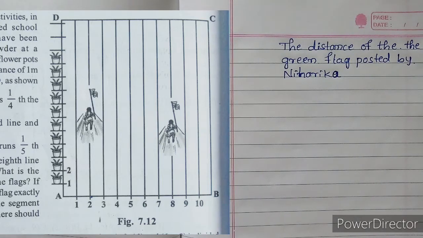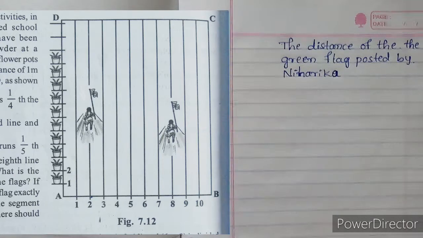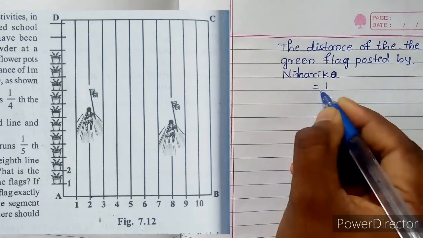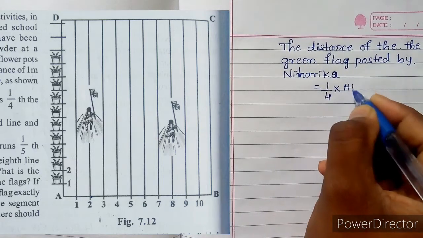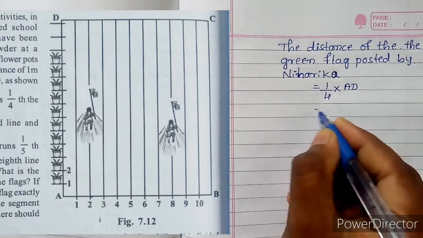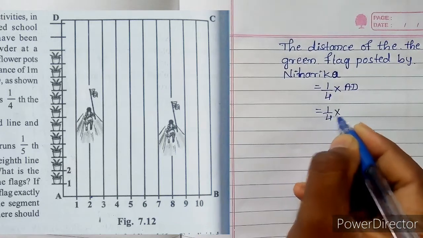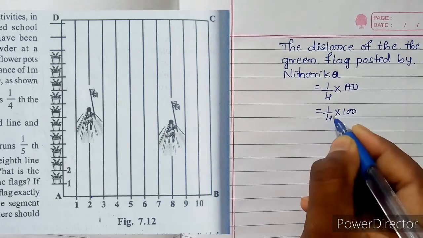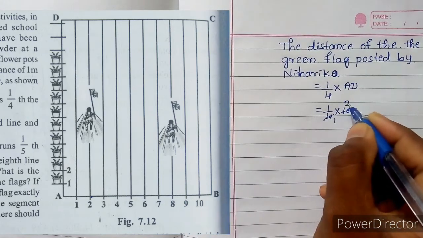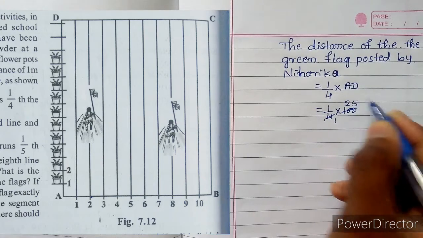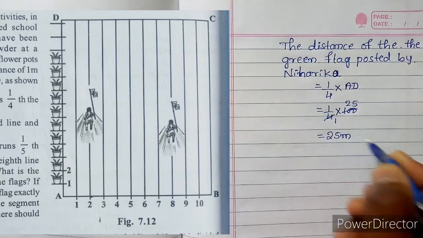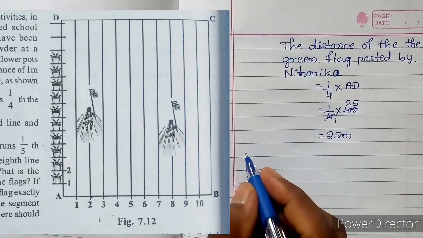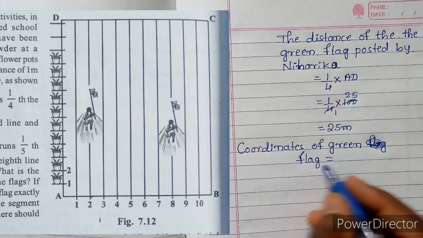But Niharika runs 1/4 of the distance of AD, so first we have to find the exact length. Niharika runs 1/4 of the distance AD. The distance AD is 100. 4 1s are 4, 4 2s are 8, then 2 is remaining, 4 5s are 20, so it is 25 meter. Then next, the coordinates of the green flag.